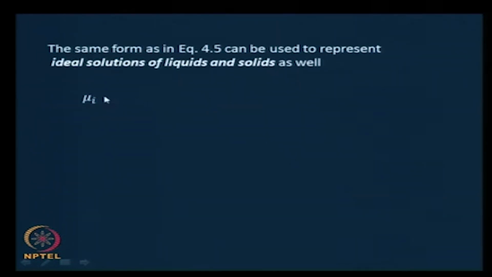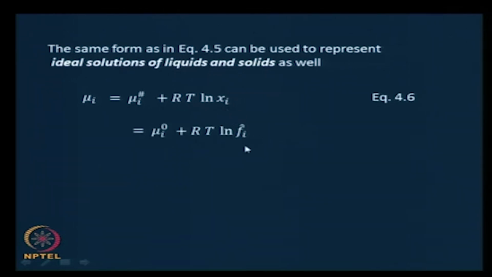And for ideal solutions of liquids and solids, you could write mu I equals mu I hash plus RT ln Xi, where Xi is the mole fraction of the component in a liquid or a solid mixture. In terms of fugacities, it is mu I naught plus RT ln Fi hat, that is mu I naught plus RT ln Fi Xi.